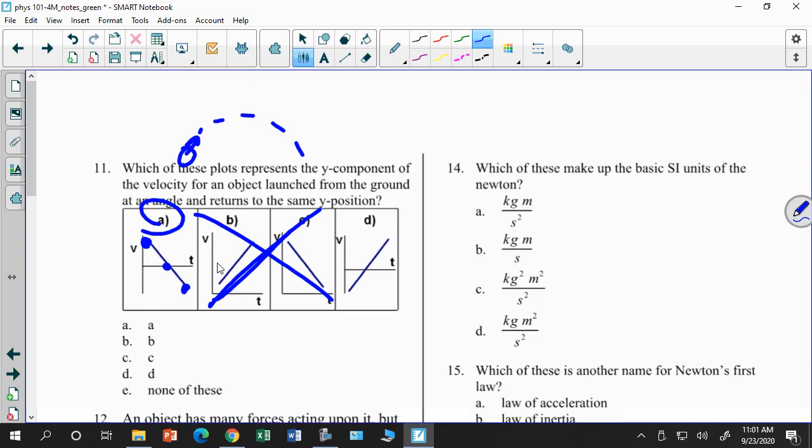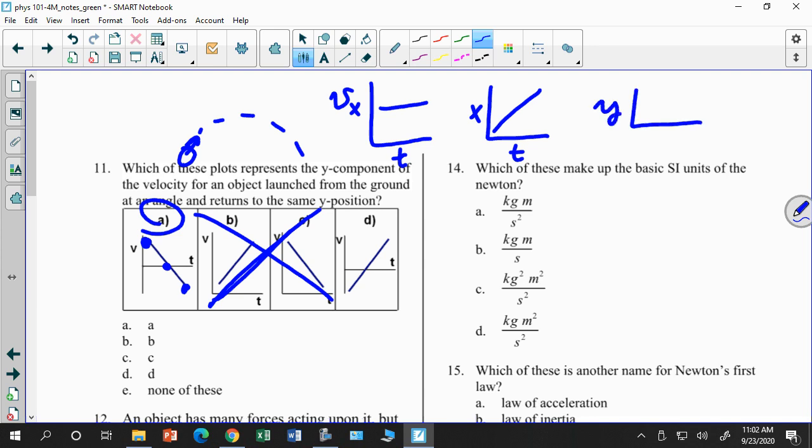Like, for example, if I wanted to know what is Vx versus t, Vx versus t would just look like that, because it has a constant x velocity all throughout the trajectory. If I want to know x versus t, it would look like that, a constant slope in the positive direction as it moves left to right. And then y versus t, this is probably the trickiest, is going to look like this, because it has a big initial positive slope. It has 0 slope at the top, and then it has big negative velocity.